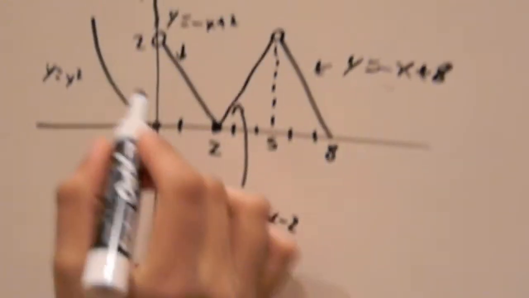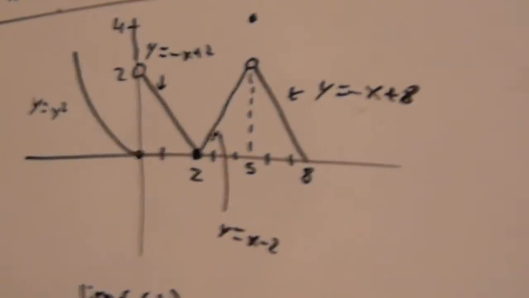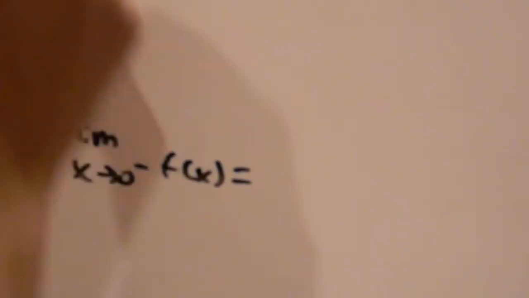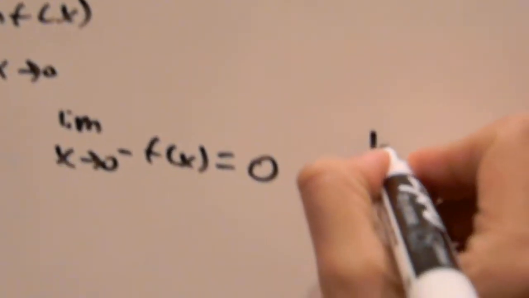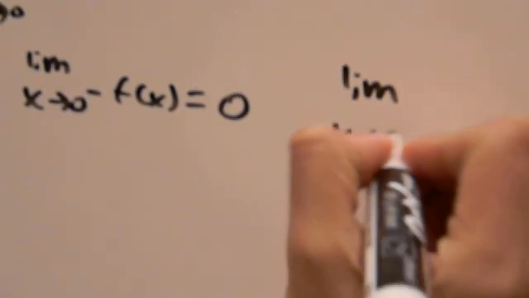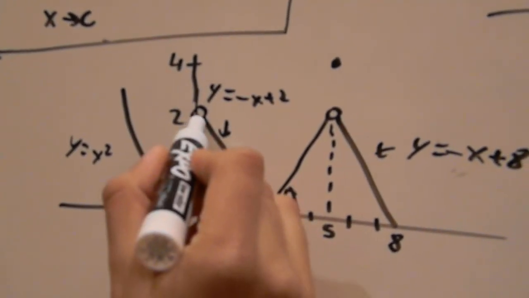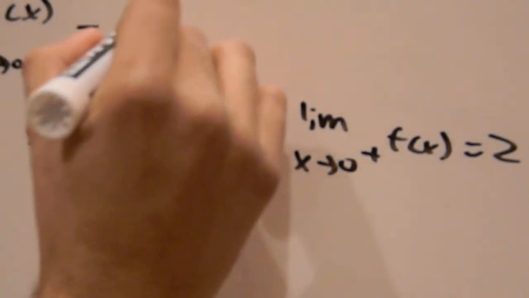If we look at the function, the limit as x approaches 0 from the left of f of x, so we're coming from the left, is equal to 0. And the limit as x approaches 0 from the right of f of x, so if we come from the right and go here, is equal to 2. These two are not equal, therefore this limit does not exist.